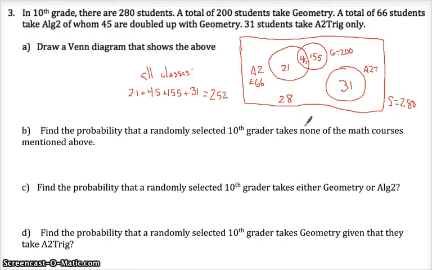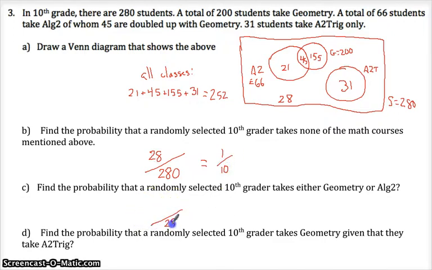This whole 280 is accounted for, and I've accounted for all the intersections and overlaps. Find the probability that a randomly selected 10th grader, don't go any farther, I know it's out of 280, takes none of the math courses mentioned above. Oh, that's the last thing I just figured out. There's 28 of those 280 who are not in anything.